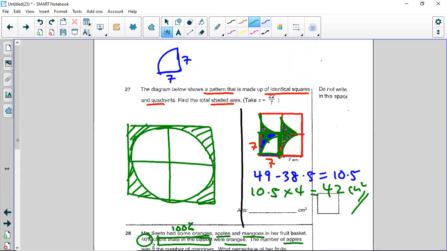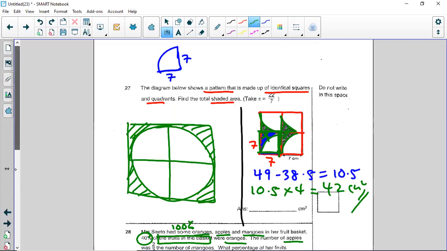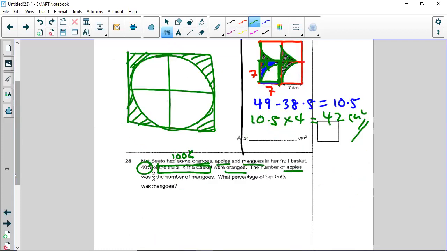Okay, so you will need to do some arrow pointing. Okay, hang on for a while. Okay, let me use the red color. So this fraction, you will need to do some arrow pointing. So what is 2? 2 will be the apples. And what is 3? Which is the mangoes. So what percentage of all the fruits was mangoes? Okay, what do you do?